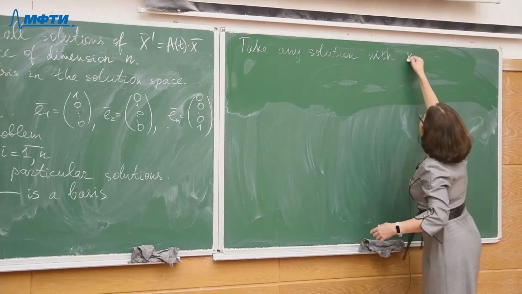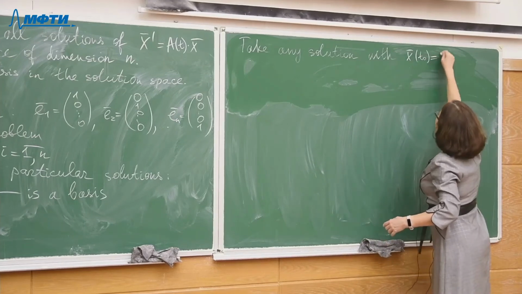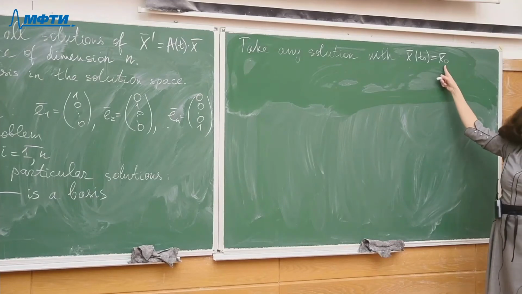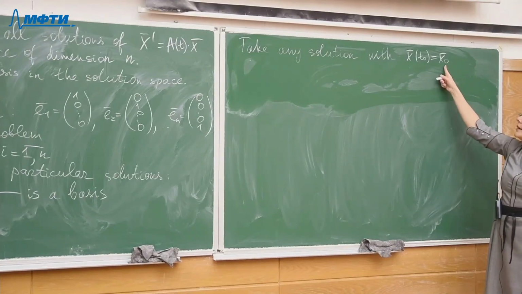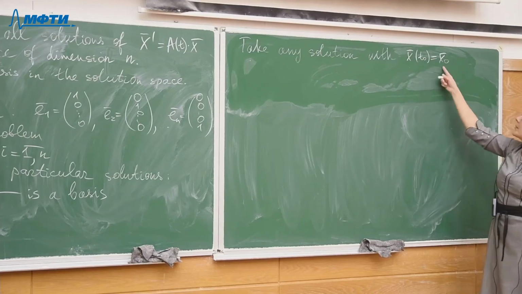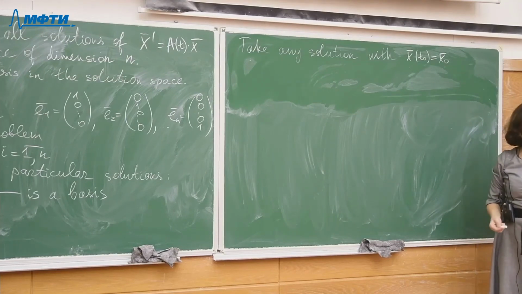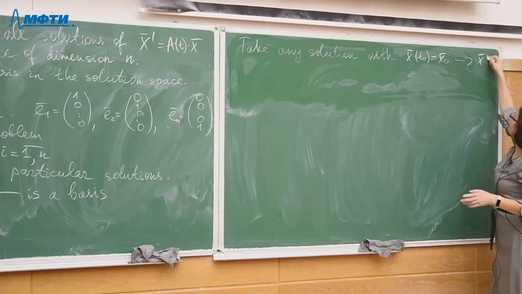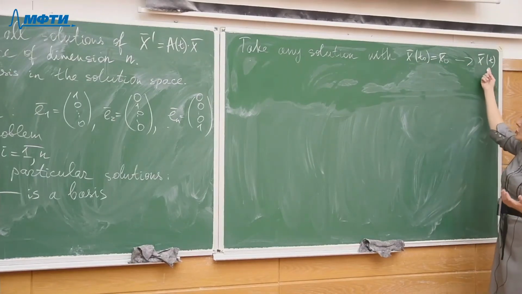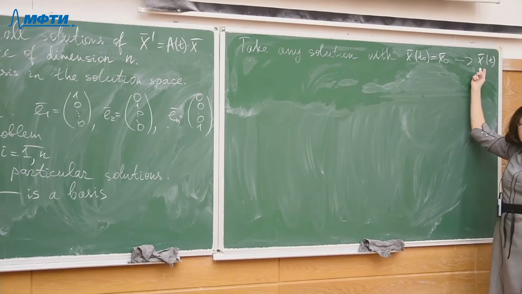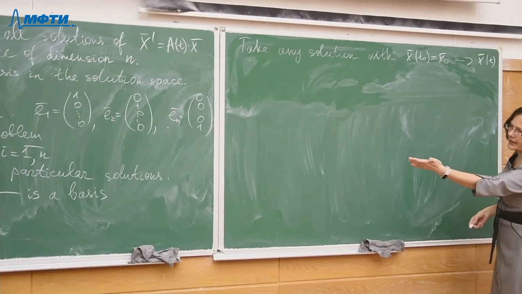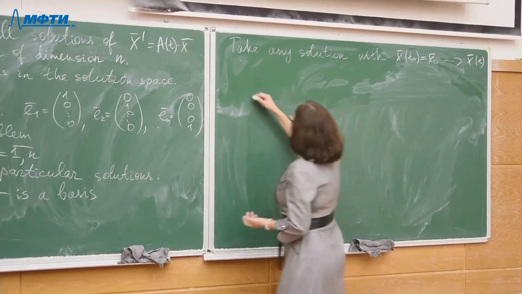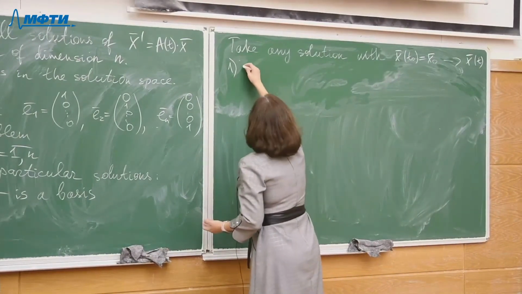With x of t0 equals x0. So we consider an arbitrary point, an arbitrary vector, and this initial value problem will give us a solution, x of t. And I want to show how to represent this solution as a linear combination of the basis. To do this, I will start with x0.